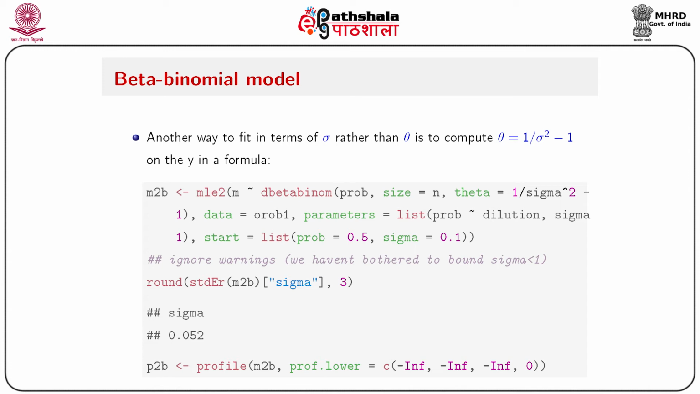Then round the standard error of m2b of sigma, that will give you the sigma here, and then the profile, the likelihood profile, is m2b, and prof dot lower is c(minus infinity, minus infinity, minus infinity) at step at 0 lower bound.